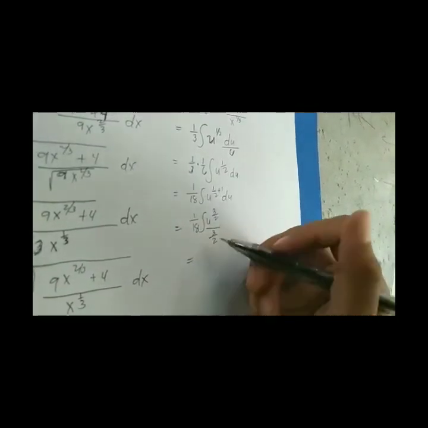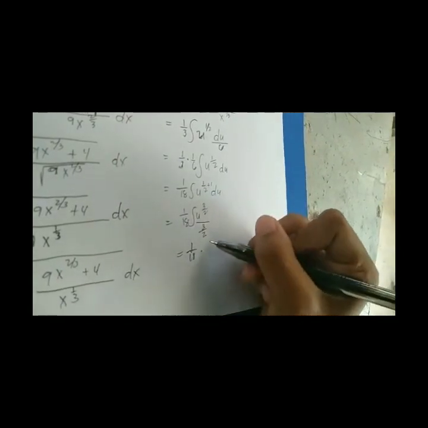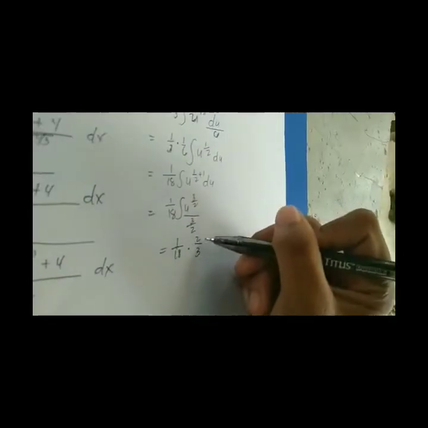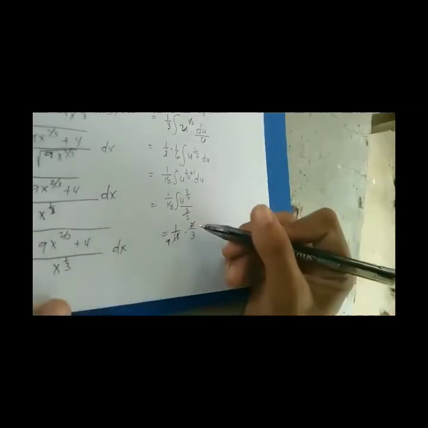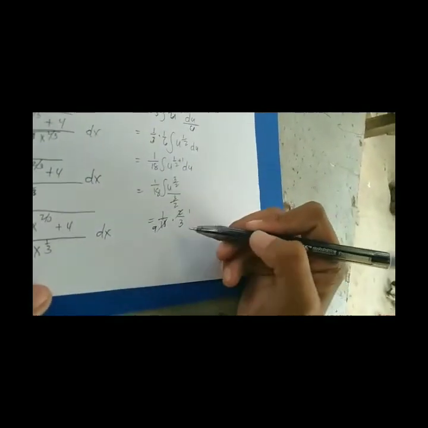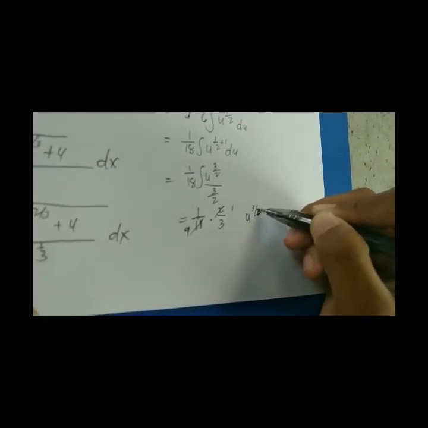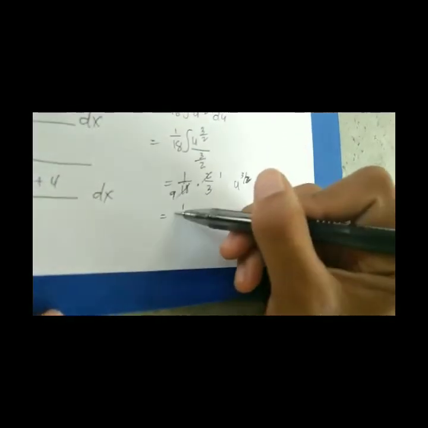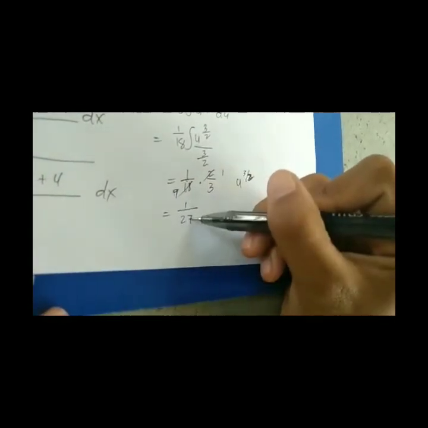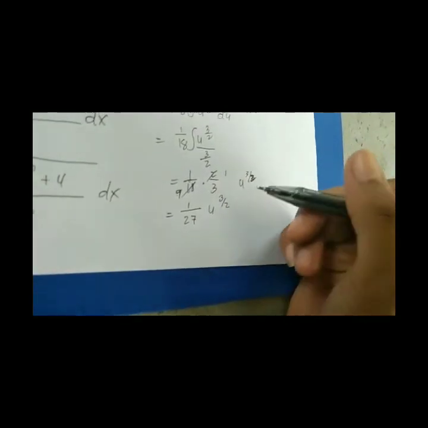Or, the reciprocal of 3/2 becomes 2/3, so 1/18 times 2/3. Cancel the 2 and the 18, so it becomes 9. Then 1 times 1 is 1, u raised to the power of 3/2. 9 times 3 is 27. u raised to the power of 3/2. That's the final.